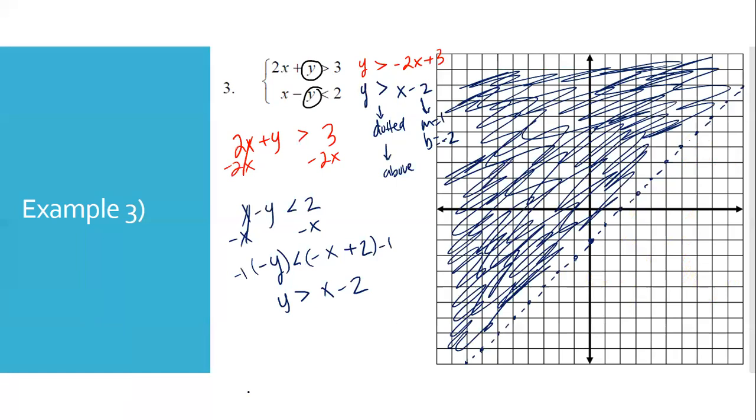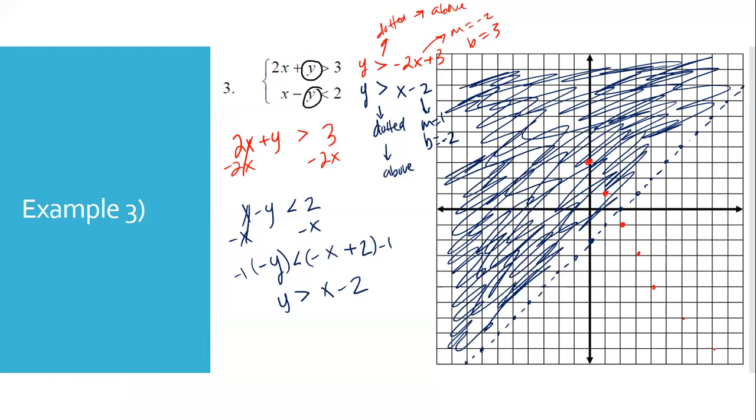All right. And now I'm going to do the red. So on the red, I know that I am also dotted or dashed, whatever you want to call it. I'm also above. And my slope equals -2. And I'm going to begin at 3. So I go to 3, 1, 2, 3. I'm going to go down 2, right 1, down 2, right 1, down 2, right 1, down 2, right 1.